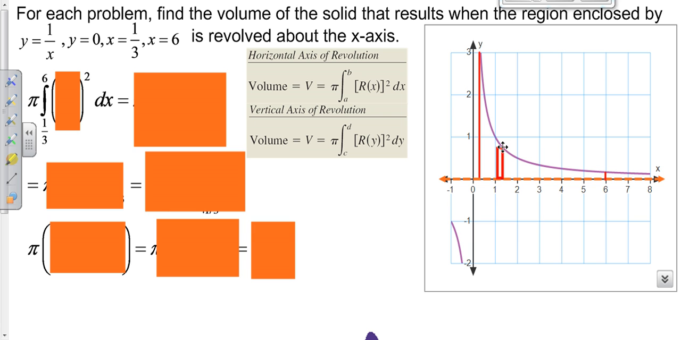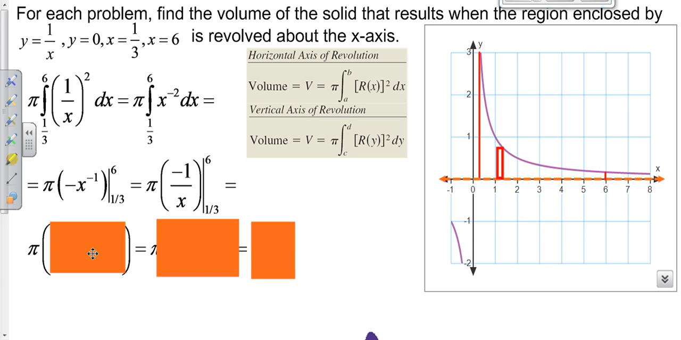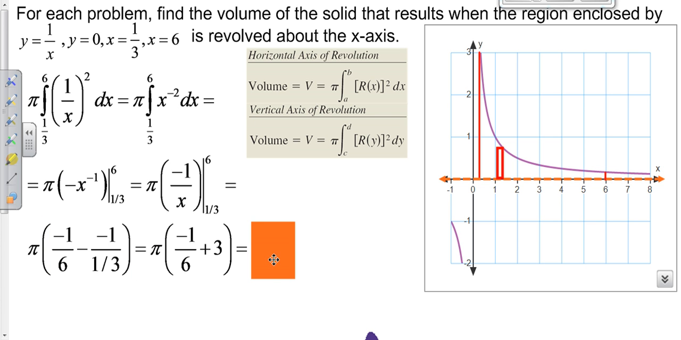So we're going to take what's on top, which is our function, the 1 over x, minus our axis of revolution, which is 0. So it's just 1 over x minus 0, which is 1 over x. We then need to go ahead and square that and work out our integral. So we really have an x to the negative 2, so then we have to increase our exponent by 1. Then we could go ahead and go, well, that's just negative 1 over x, and then we could evaluate that by plugging in our 6 and subtracting what we get when we plug in our 1/3. And so then we end up getting 17 pi over 6.